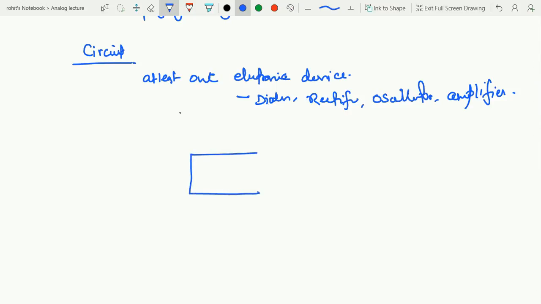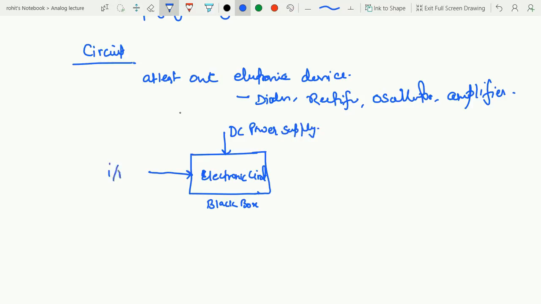So how does an electronic circuit look like? I am drawing the basic block of an electronic circuit. Let's say it's a black box, any element, diode, rectifier or something. So this is an electronic circuit. Basically an electronic circuit has two inputs. One is the DC power supply and one is the input signal to be amplified or rectified, and we have one output.